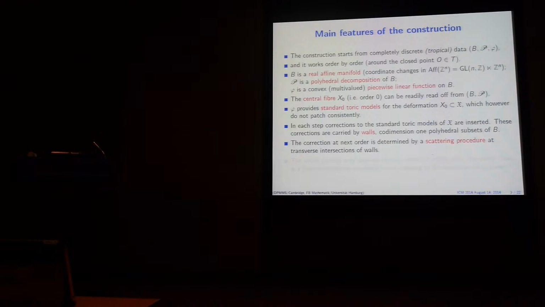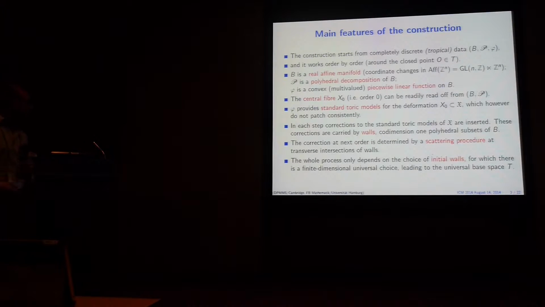Okay, and the correction at next order is determined by an algorithm. There's a certain scattering procedure at the transverse intersection of walls. So walls intersect, they are not equal, they intersect in codimension 2. And in the next step, you insert certain new walls emanating from this codimension 2 step. And then the whole process only depends on the choice of initial walls. The initial walls don't look like data you pick here, but there's some kind of universal choice for these initial walls.